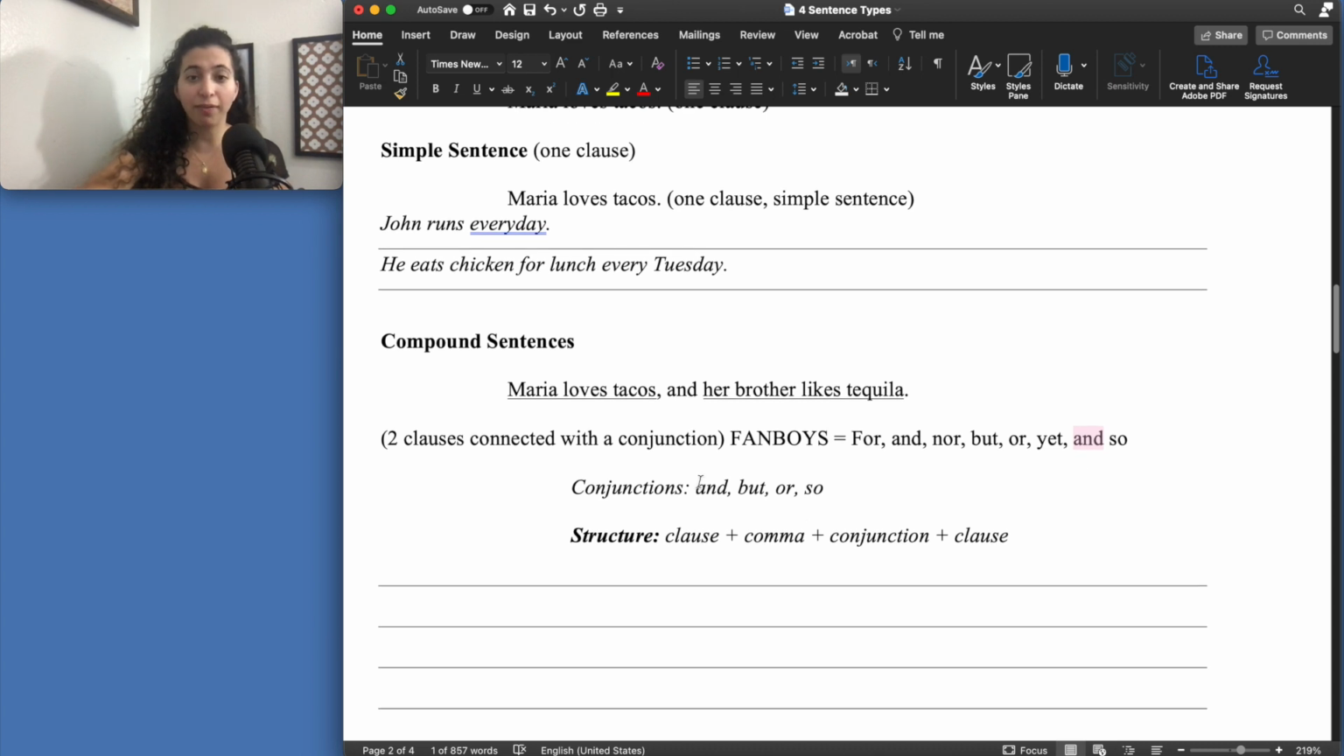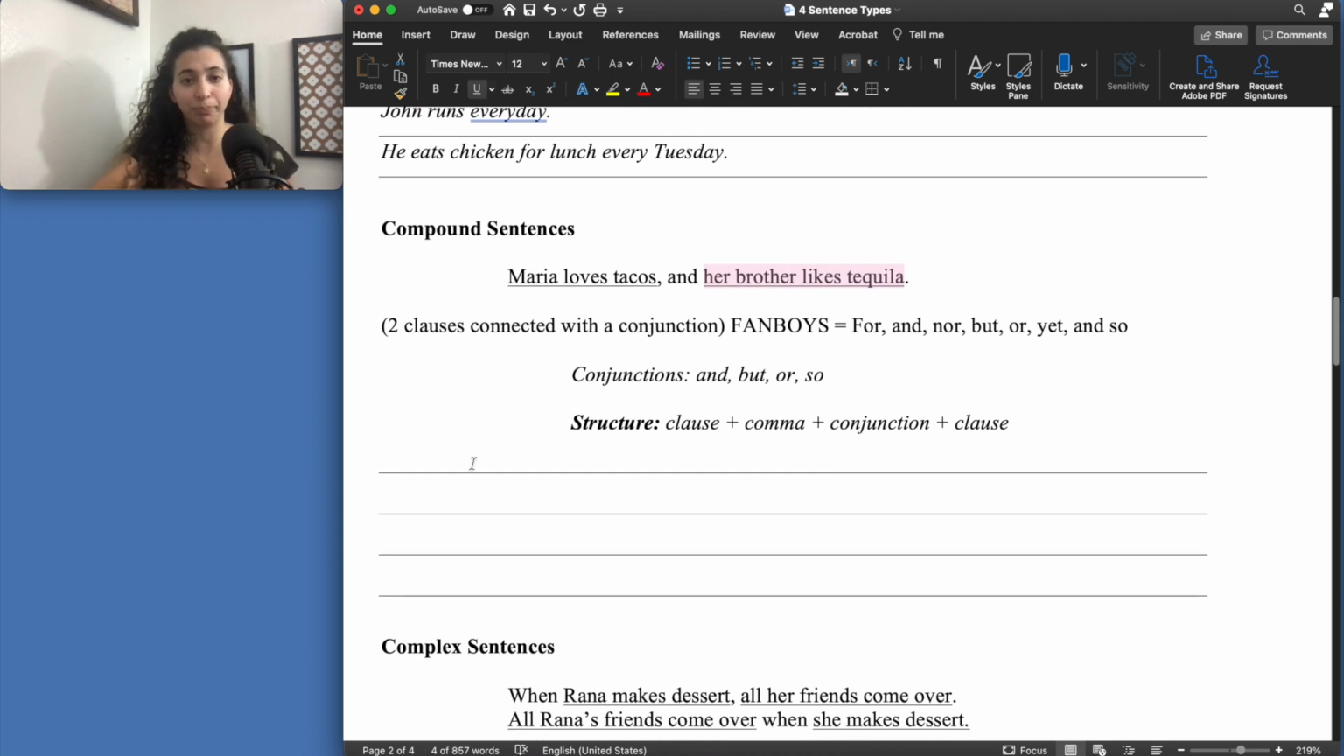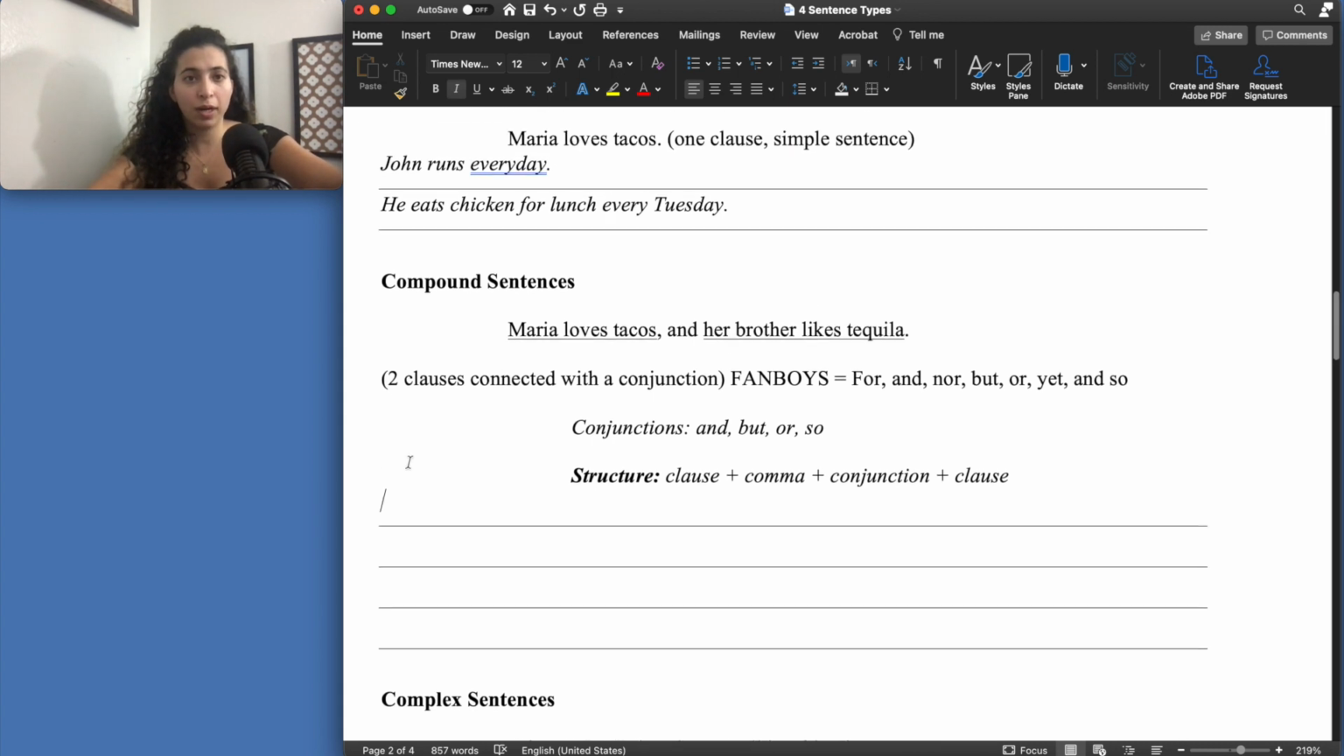Okay, so here we have the examples. So what do we have? We have the independent clause Maria loves tacos, and then we have her brother likes tequila. Now we want to put these two sentences together. So we have to use a coordinating conjunction or something that would link these two sentences together. All right, so let's give this a try. All right, what did we say earlier?